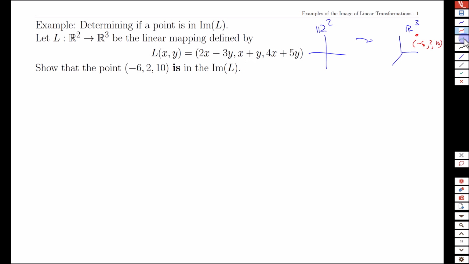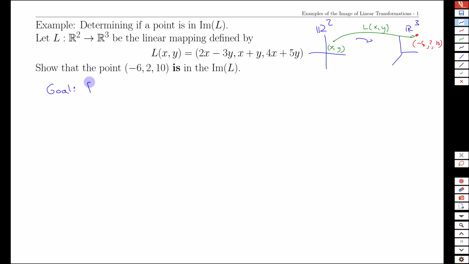Well, what does that mean again? It means that there is some x and y. If it is in the image, then there is some x and y that maps to the specific coordinates -6, 2, 10. And so our challenge is basically to reverse engineer that x and y. If we can find that x and y, then we know that the point we've been given is in the image. But notice again, the image is about the output space. And being in the image means there's an input that leads to that output value. So let's just frame that.